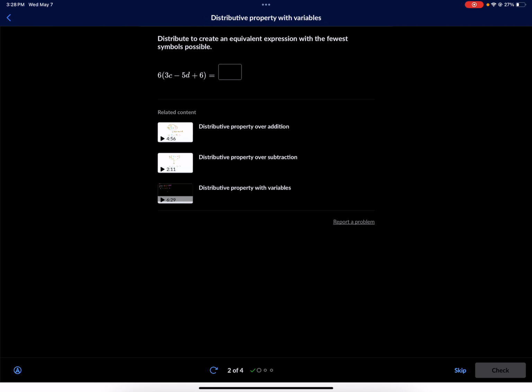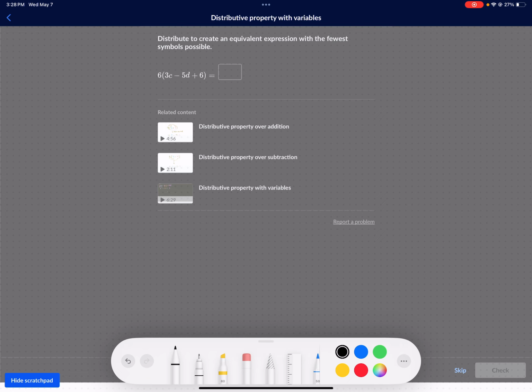Distribute to create an equivalent expression with the fewest symbols possible. Whoa. We already got a lot, but that's okay. We can tackle it all. So let's go ahead and distribute to each one of these. So 6 times 3c.